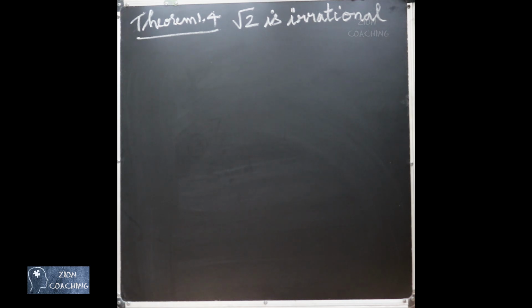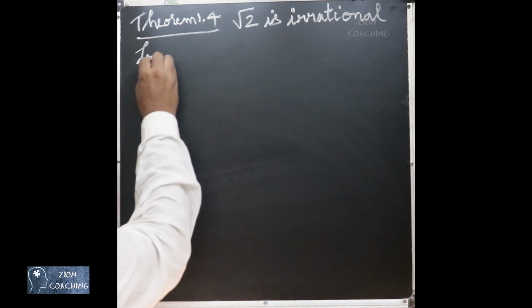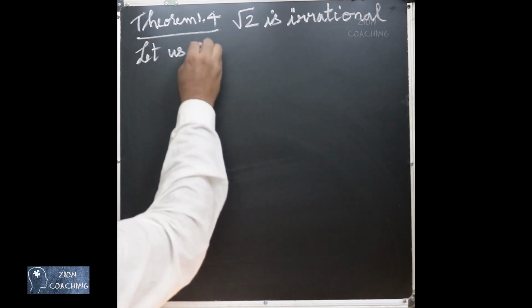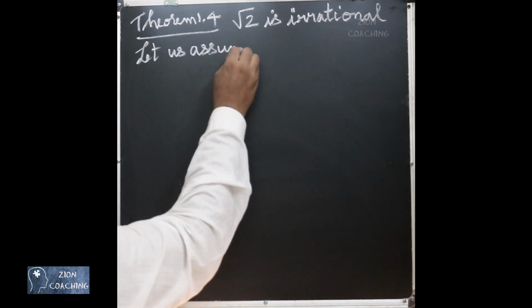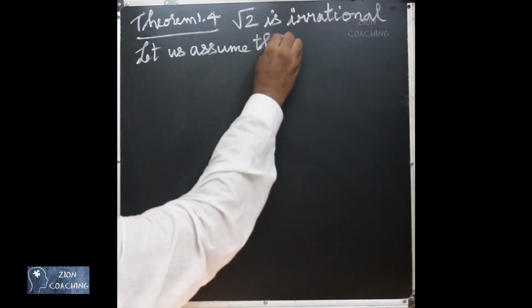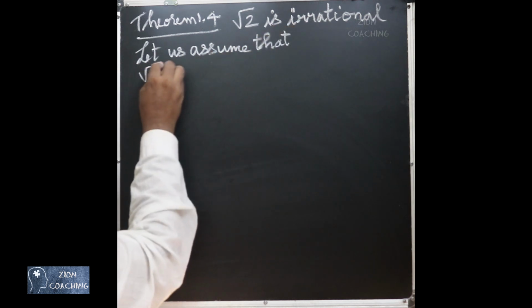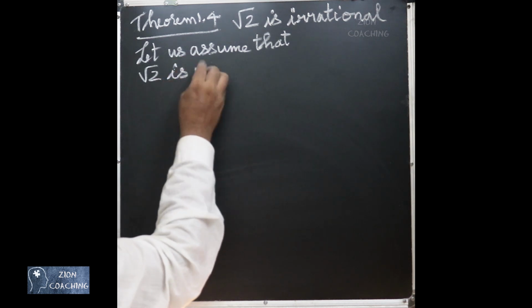Now what we are going to take is the contradictory statement. Contradictory means the opposite statement. What is opposite to irrational? Opposite of irrational is rational. So we are going to take the contradictory statement, that is, let us assume that root 2 is rational.